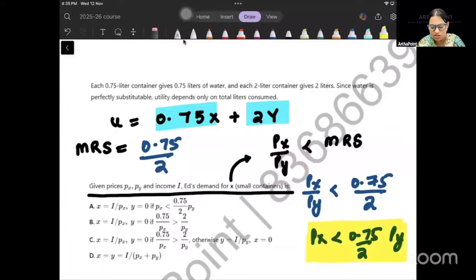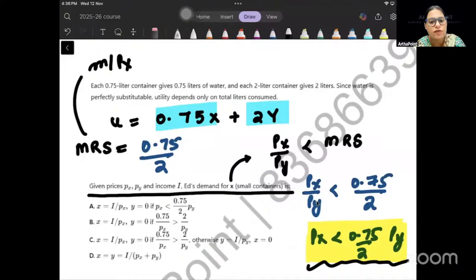How much X will you demand? Income by price of good X. So the answer will be that I am going to go for M by Px only when this condition is satisfied. So what was the answer all of you have given? Why C? This is simple, no? This is the condition we are going to apply. Yeah, that's correct. C will be incorrect, beta.